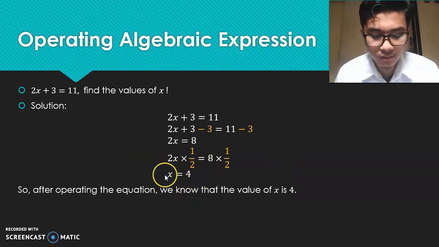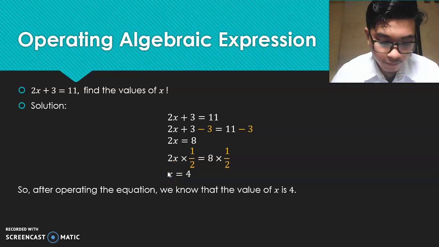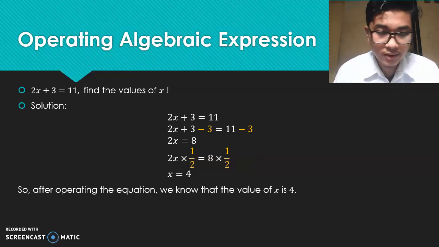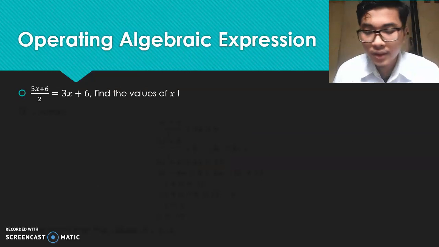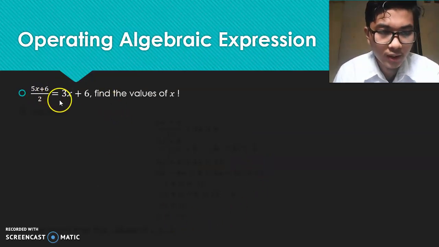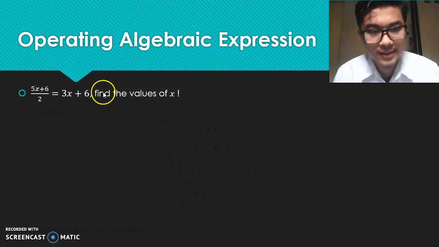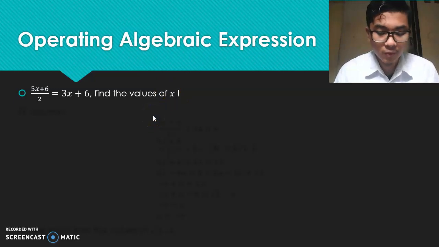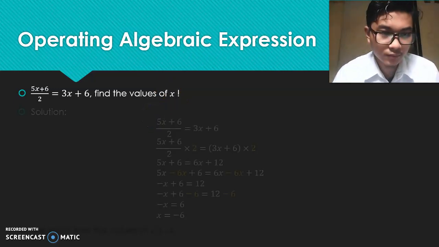Like I said, the previous equation is just easy, but this one, we need to operate it step by step. Okay, this is example 1, and then the second one: 5x plus 6 over 2 equals 3x plus 6. Now find the value of x. This is very complicated, but we can solve it one by one.